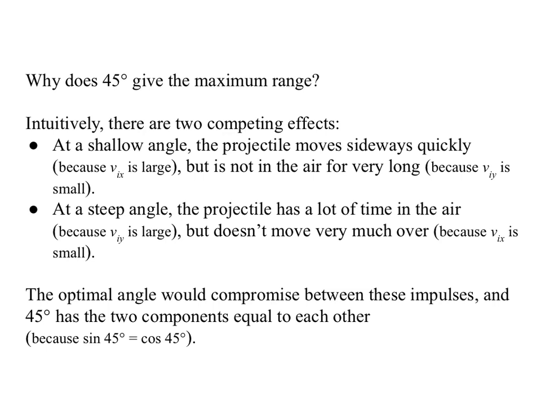So the optimal angle is a compromise between those two effects, and 45 is the one that has the two components equal to each other, since sine of 45 equals cos 45, so it is that compromise.